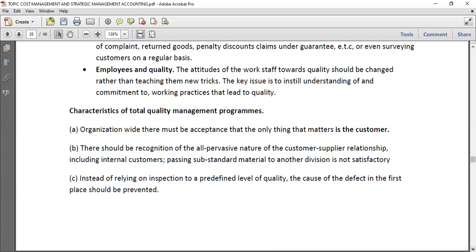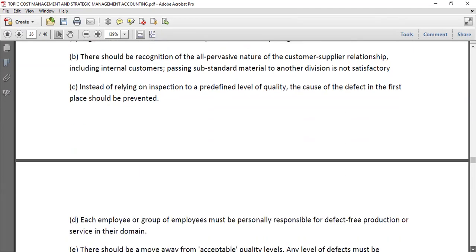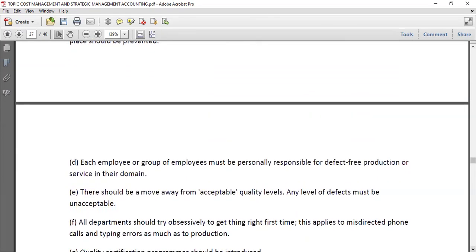Which could be our employees or departments, interdepartments, maybe transactions, okay? For example, moving materials from one division to the other. And also, instead of relying on inspection, okay, we should also make sure that the cause of the effect is actually prevented, okay? So it's not about just inspecting the products, but we should make sure that whatever results we are getting from the inspection, that one is used to improve on our production, okay?